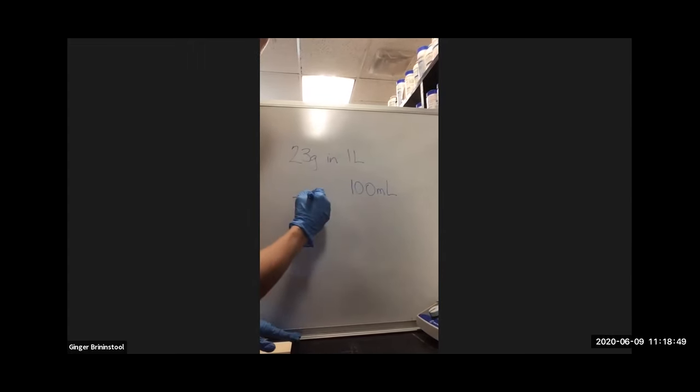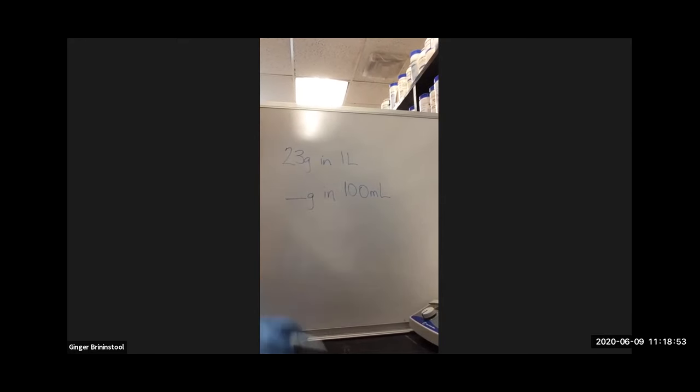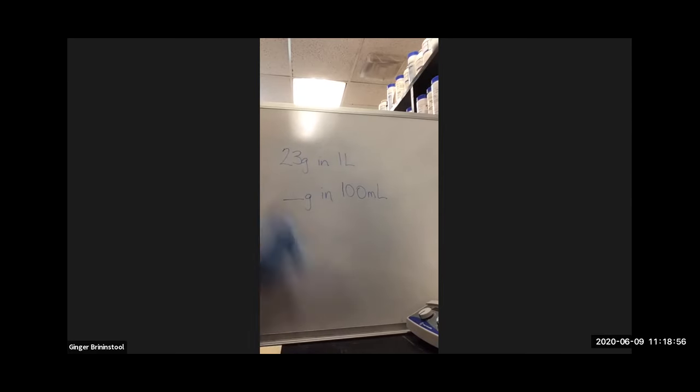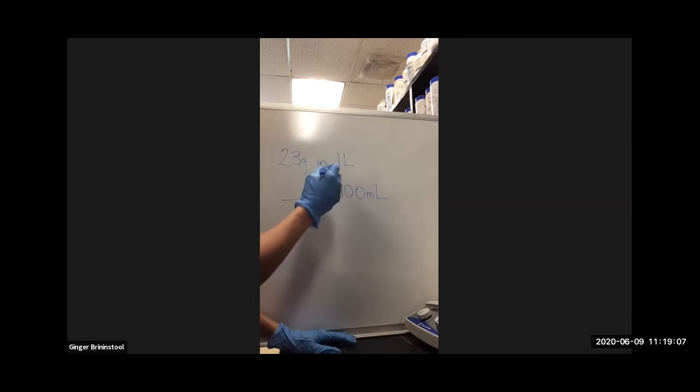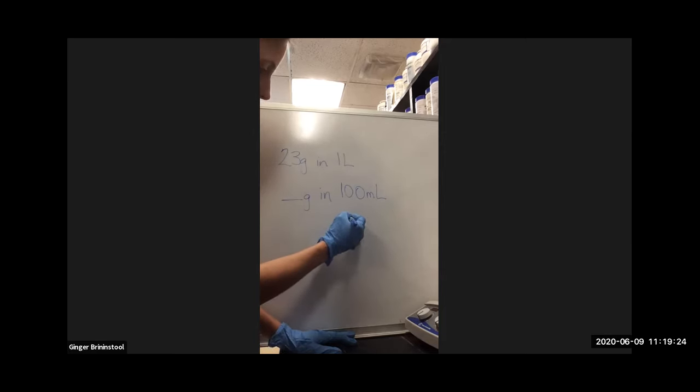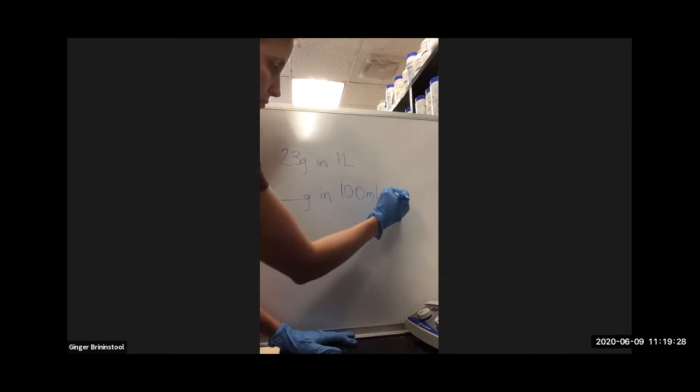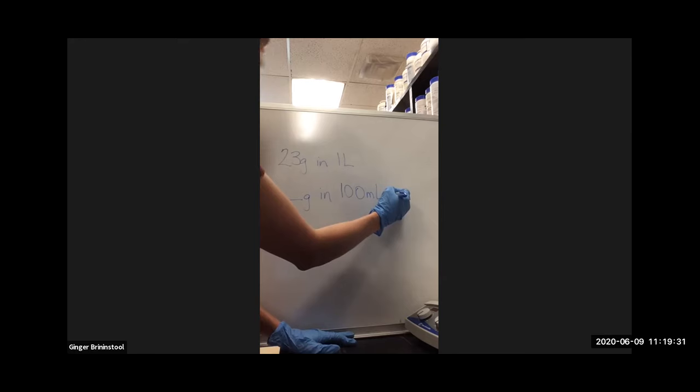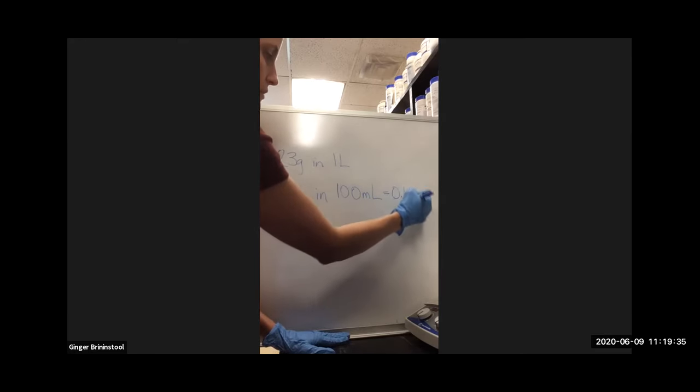So the question is, how many grams of that nutrient agar powder do I need to put in the flask if I'm only making 100 milliliters? All right, so 23 grams for 1 liter. Well, I think we need to figure out what ratio these are to one another. Like, how much of a liter is 100 milliliters, right? So if we are creative, another way to write 100 milliliters is 0.1 liters, right? You buy that?